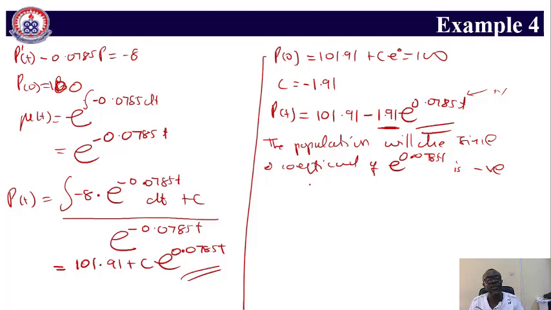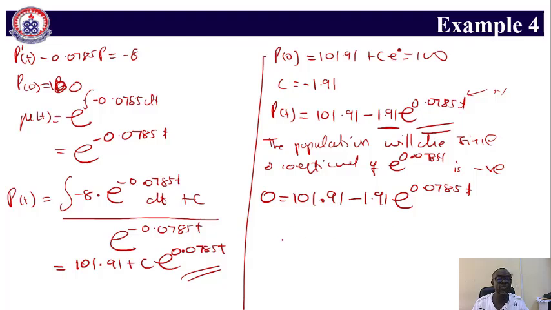If the population will die, when will it die? It will die when the population is 0, right? So we're going to equate this one to 0 and solve. So P at the time the population will die is going to be 0. So we're going to say 0 is equal to 101.91 minus 1.91 e raised to the power 0.0785 t, and this will give us e raised to the power 0.0785 t to be equal to 53.35.